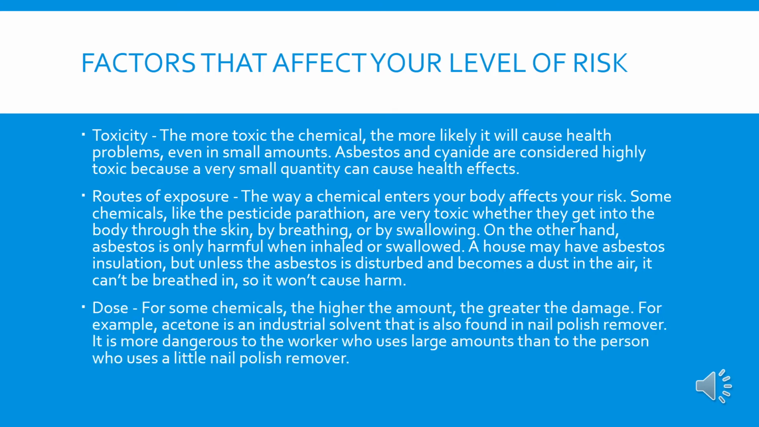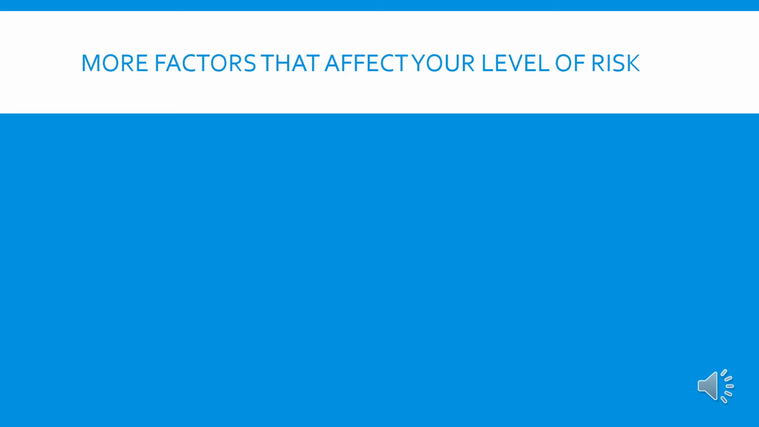Dose. For some chemicals, the higher the amount, the greater the damage. For example, acetone is an industrial solvent that is also found in nail polish remover. It is more dangerous to the worker who uses large amounts than to the person who uses a little nail polish remover.